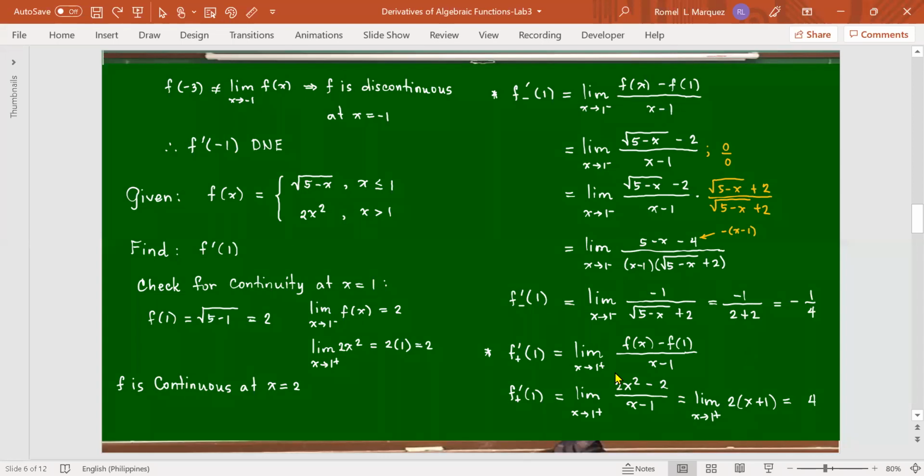The derivative from the left and the derivative from the right at x equals 1, they both exist but are not equal. What is our conclusion, children? Therefore, f prime at 1 does not exist. Clear, guys? There's a question here.